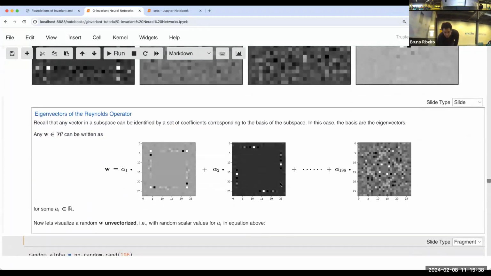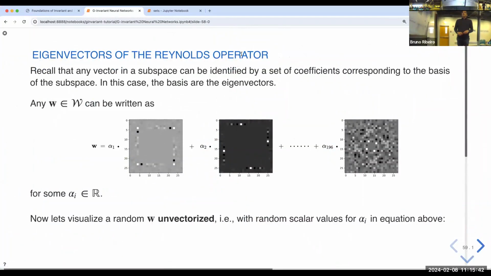Okay, so with the eigenvectors of the Reynolds operator, my neural weight is going to be these scalars, my parameters, times each of these bases. There are 196 bases, so I have 196 parameters for this. Let's visualize a random W.